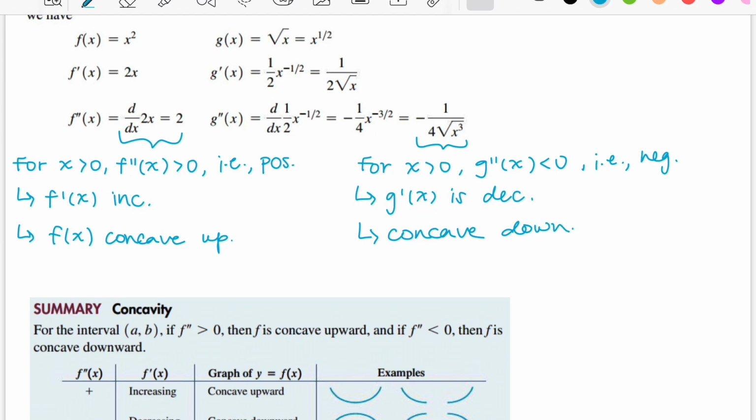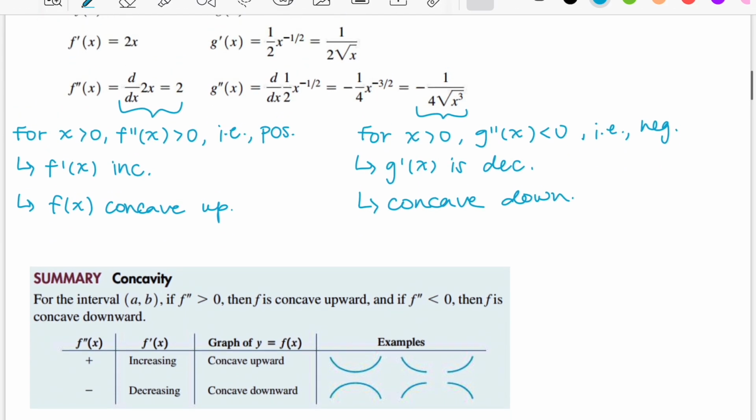All right, so this is our little summary of concavity, essentially what we just did. If our second derivative is positive, then our first derivative is increasing, and this tells us that our function is concave up. And if our second derivative is negative, then our first derivative is going to be decreasing, and our function is going to be concave downward. So here are some examples of curves that are concave up, and then here are some that are concave down.